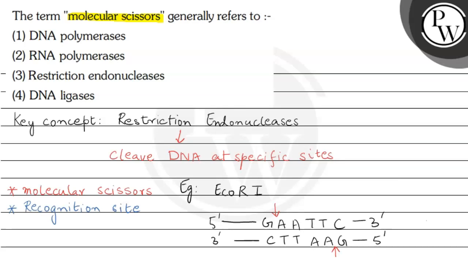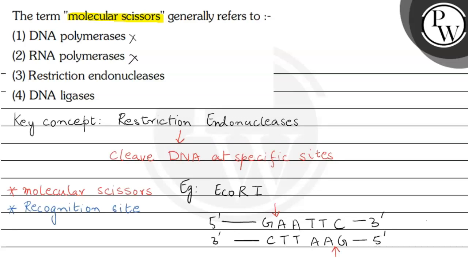So now if we come back to the options, then the first option is DNA polymerase. So DNA polymerase does not cut the DNA, but it is responsible for catalyzing the synthesis of a new DNA strand. So this will be incorrect because they are not molecular scissors. The second one is RNA polymerases. So RNA polymerases are responsible for the synthesis of new RNA strand from a DNA template, and they are not responsible for cutting the DNA into two fragments, and therefore they are not referred to as molecular scissors. So again, this is incorrect.